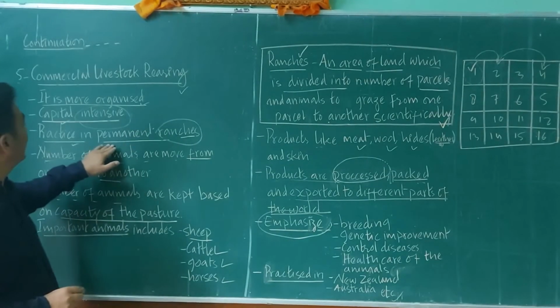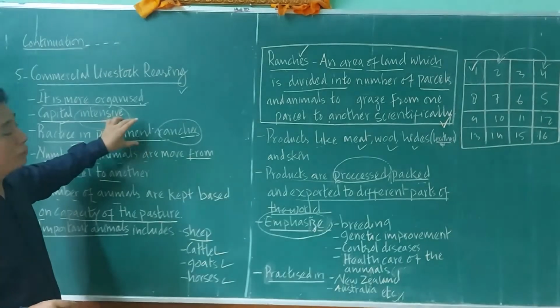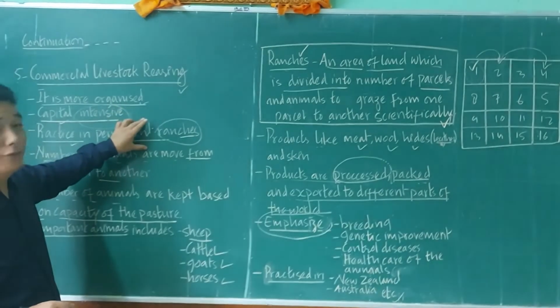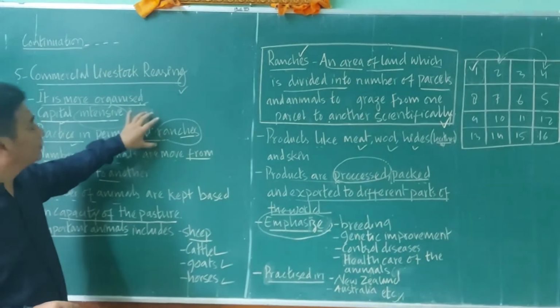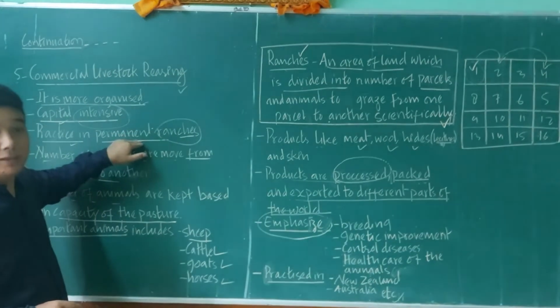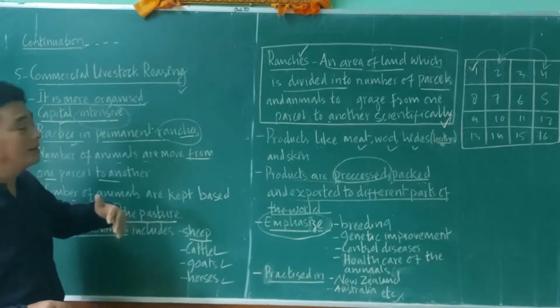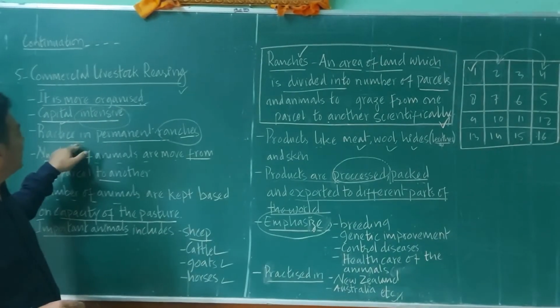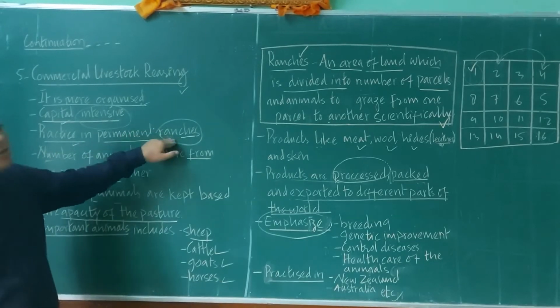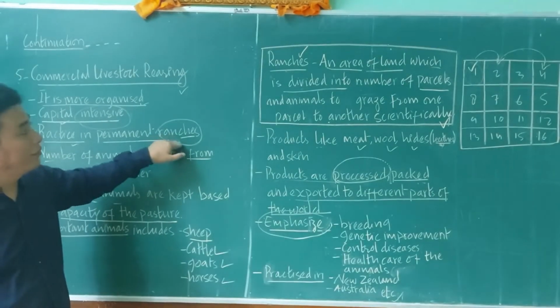So they keep the animals in a permanent form. In nomadic herding, they are keeping the animals, but it's not permanent. They move from season to season. Here, in commercial livestock raising, they keep the animals in ranches. Now, I'll try to tell you what ranches are.